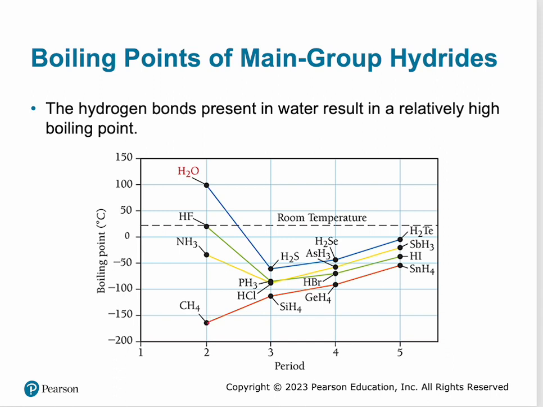Versus ammonia is a little bit higher, a little bit less than 0. HF is right about 20 something, 25 or 19. Then we have the water. And then we can see this curve follows the pattern of the size of the atom.